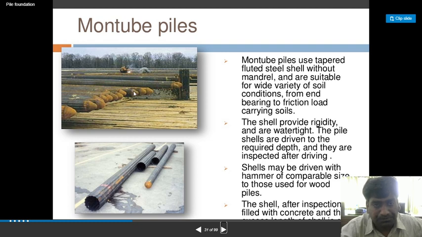Monotube piles. In this figure you can see the monotube piles. Monotube piles use a tapered fluted steel shell without a mandrel and are suitable for a wide variety of soil conditions, from end bearing to friction load carrying soils. The shells provide rigidity and are watertight. The pile shells are driven to the required depth and are inspected after driving. Shells may be driven with a hammer of comparable size to those used for wood piles. The shell after inspection is filled with concrete.